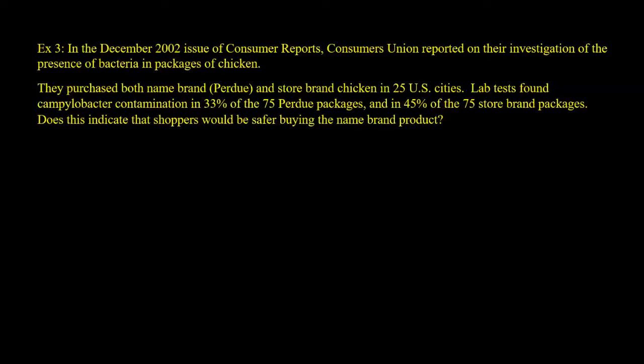Chapter 21, Example 3. In the December 2002 issue of Consumer Reports, Consumers Union reported on their investigation of the presence of bacteria in packages of chicken. They purchased both name brand Perdue and store brand chicken in 25 U.S. cities. Lab tests found Campylobacter contamination in 33% of the 75 Perdue packages and in 45% of the 75 store brand packages. Does this indicate that shoppers would be safer buying the name brand product?